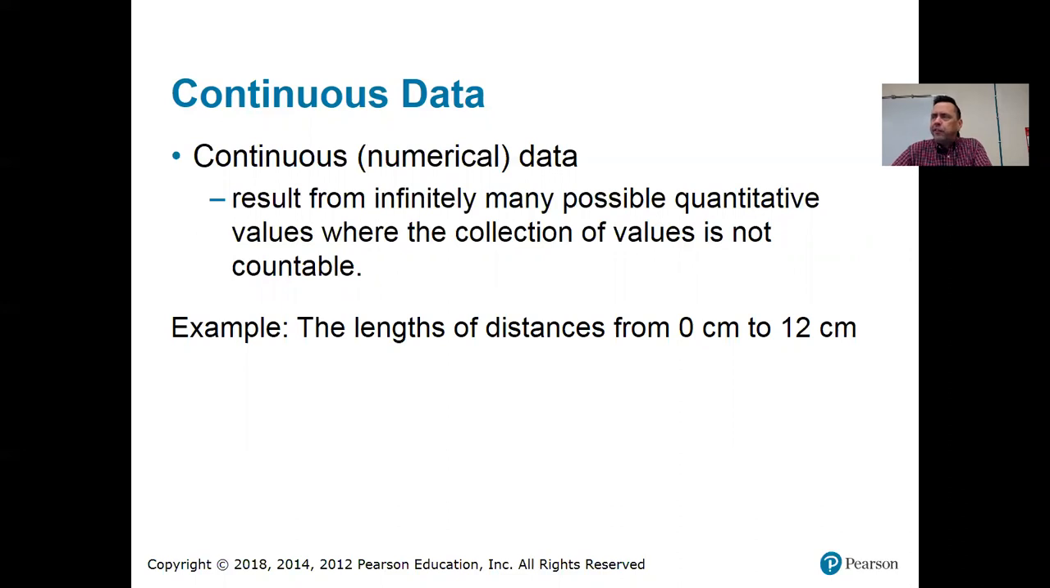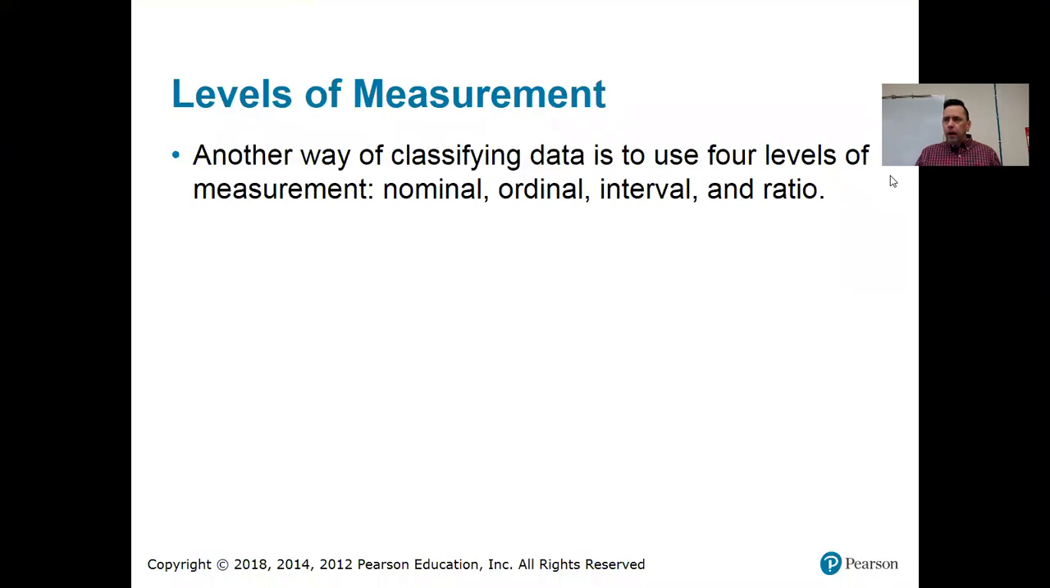Versus, if it was discrete, we would probably just be talking about whole numbers from 0 to 12. All right, that brings us to levels of measurement. Another way of classifying data is to use 4 levels of measurement, and they come in this order from lowest to highest: nominal, ordinal, interval, and ratio. Okay. And these fit into the categorical versus quantitative thing also.